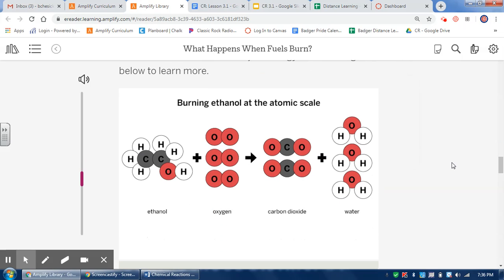All right, then I want to take a look at the burning ethanol at an atomic scale. So I can see that ethanol has to be added to oxygen. You can see this is what they're talking about with a carbon. It's a carbon substance. And what happens if you look at this is the 2 carbons each come together with 2 oxygens to make what's called CO2, which is carbon dioxide. And you also form water molecules.